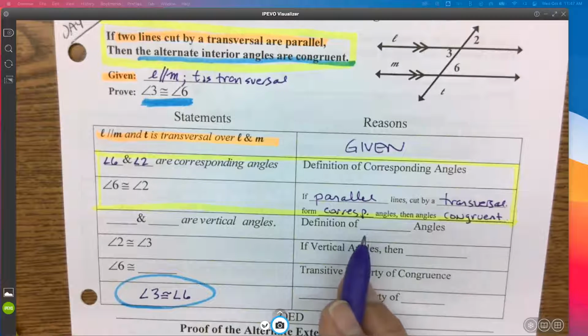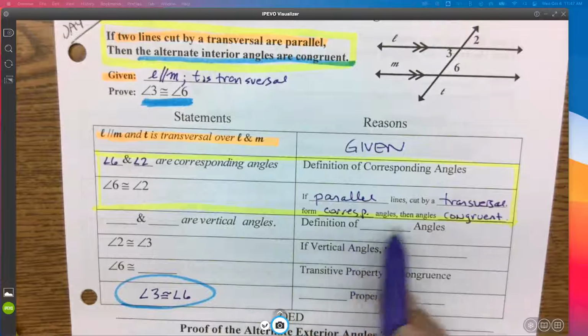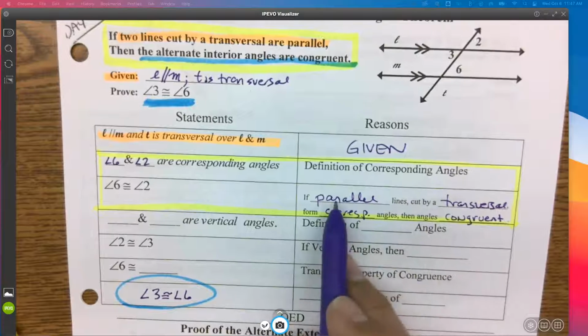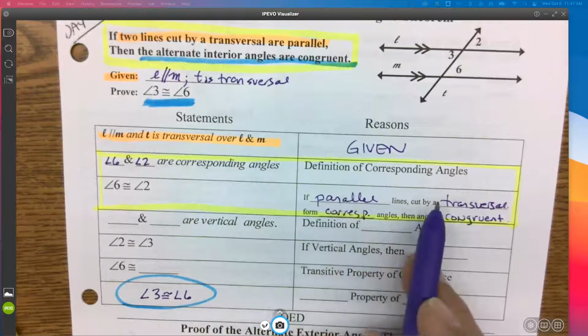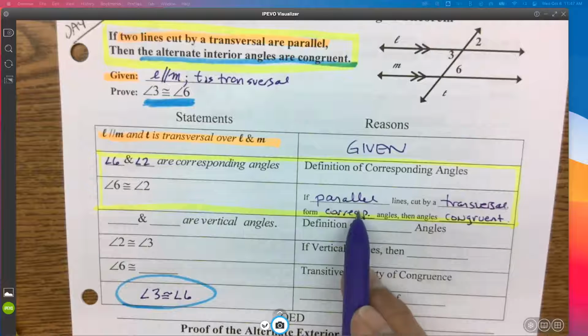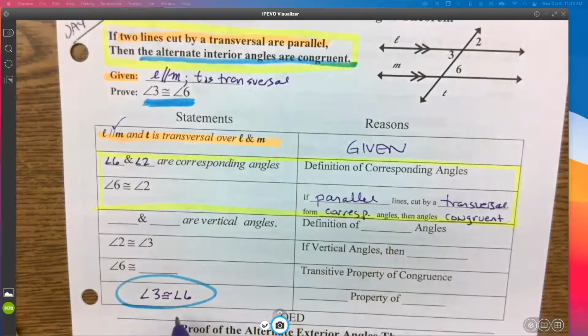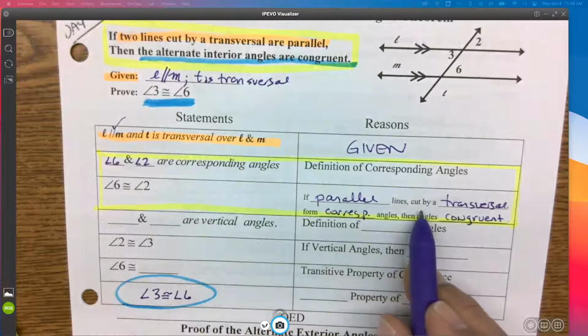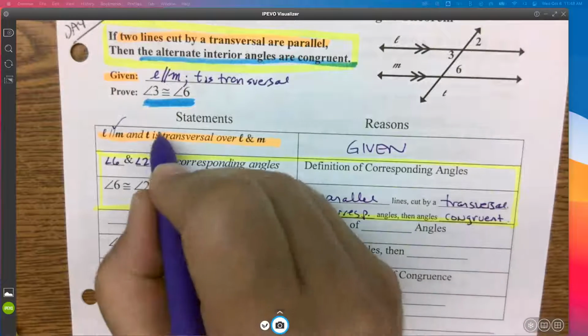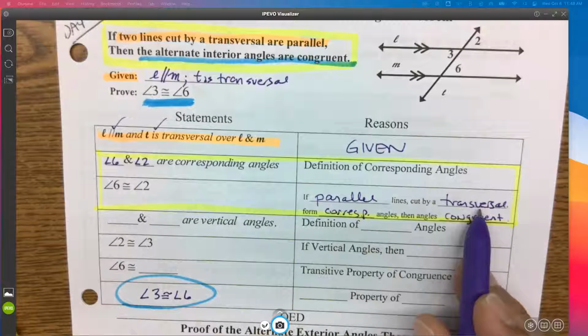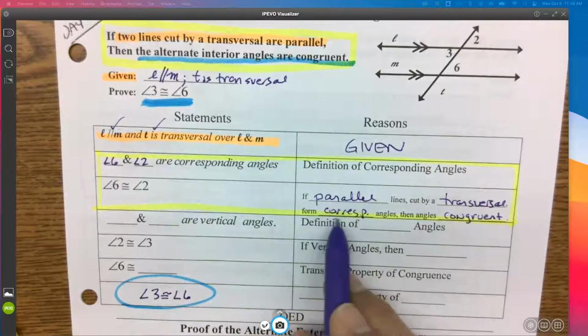A lot of words. But again, this is a conditional statement. If parallel, transversal, corresponding. Previously in the proof, have we established that we've got parallel lines? Right there. Have we established that we've got a transversal? Right there. Have we established that we've got corresponding angles? We just did that.